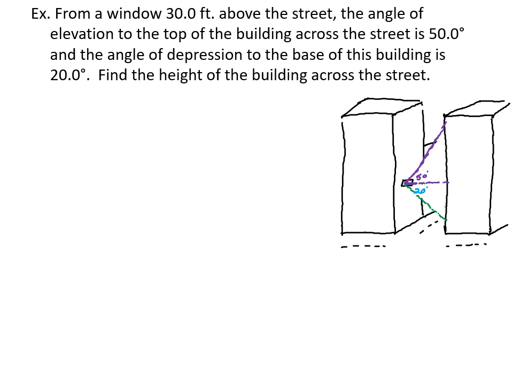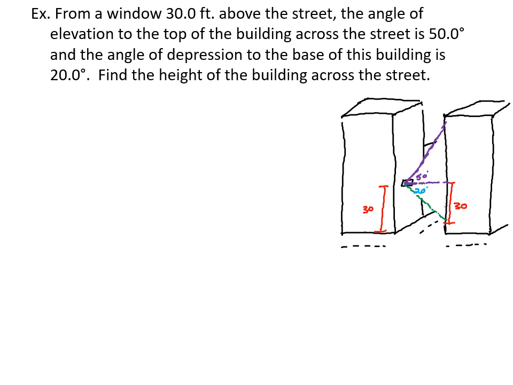How high is the building across the street? One key thing here is that you have to notice if this window is 30 feet up in the building, we're making a big assumption that the buildings are on level ground, so that this side here of this triangle would also be 30. I need to find the distance in between the buildings first, because right now I have a triangle that's got the 20 degrees and the 30 on the side.